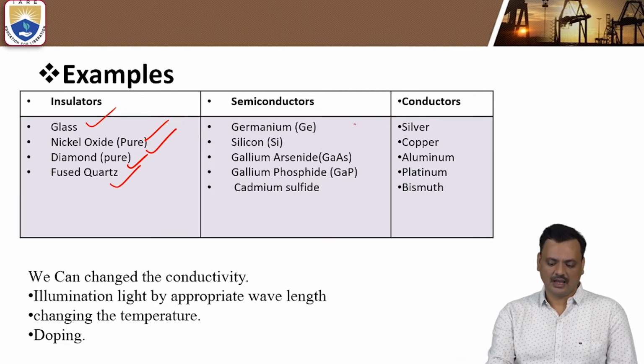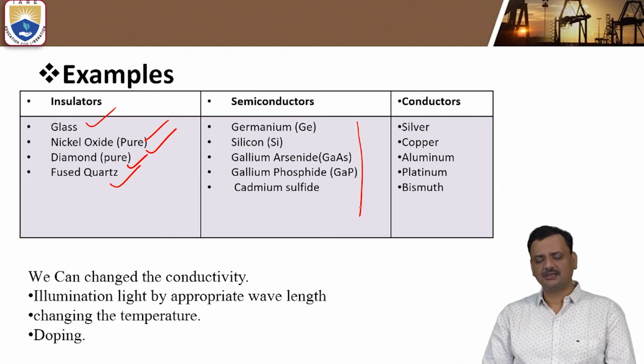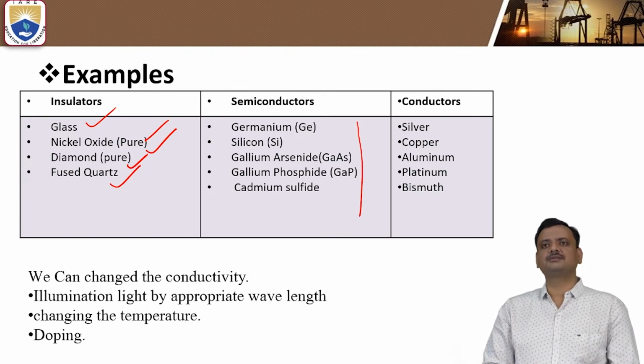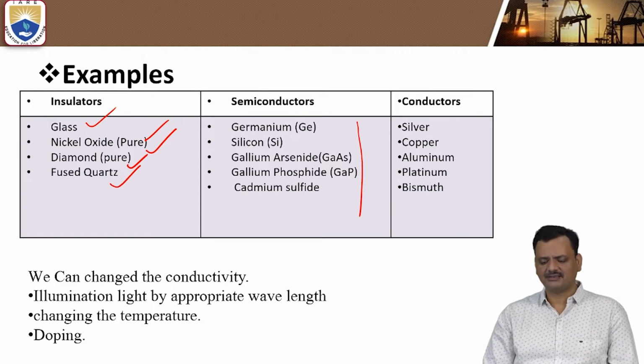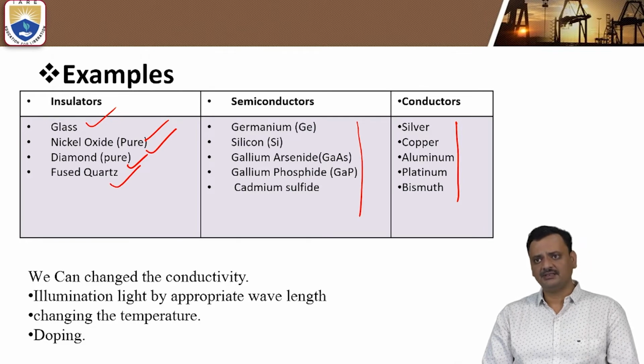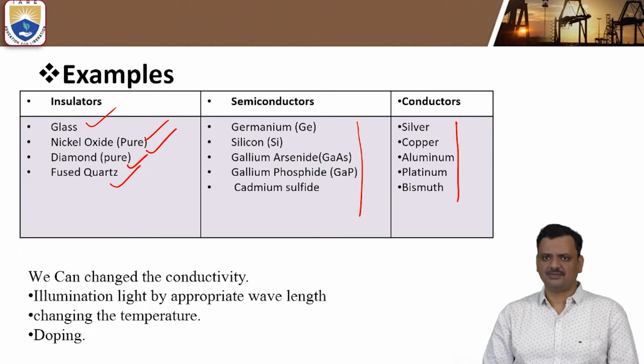Now I am moving to the semiconductor class. Primary examples of semiconductors are germanium, silicon, gallium arsenide, gallium phosphide, and cadmium sulfide. And the conductor class, the conducting materials, has examples like silver, copper, aluminium, platinum, and bismuth. So these are examples of insulators, semiconductors, and conductors.